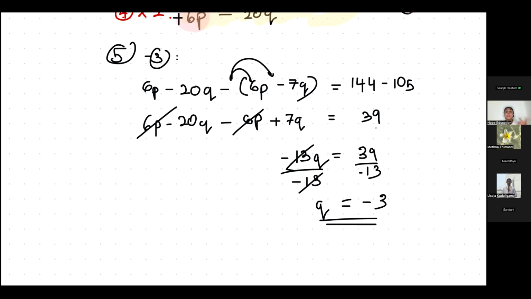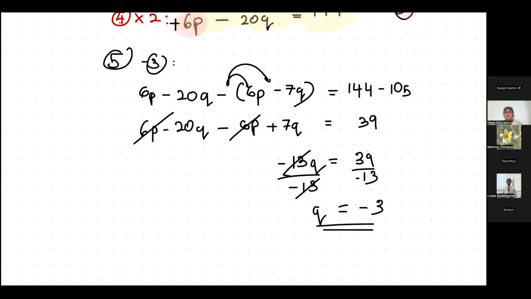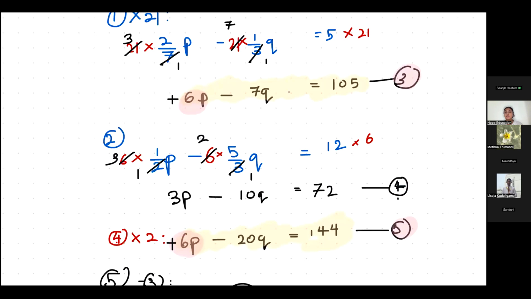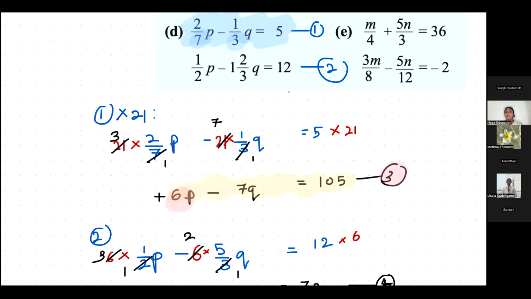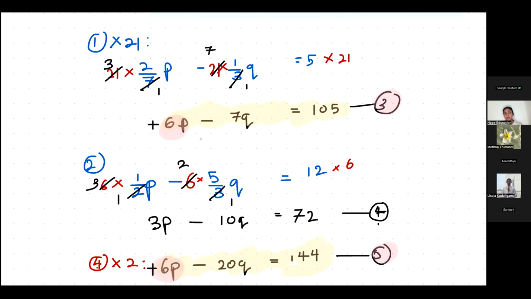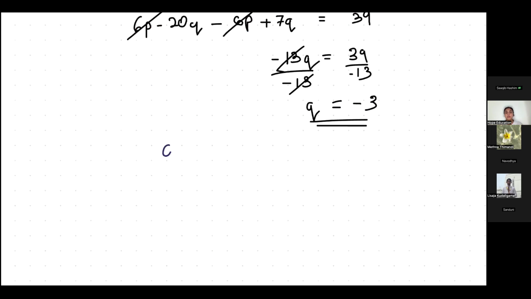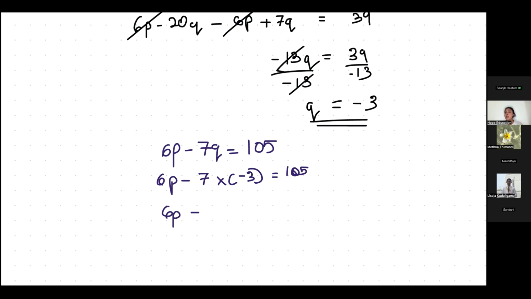Okay. Now to find p. How do you find p? You can choose whatever equation you want. I'm going to choose equation number 3. I substitute the value of q, and I'm going to get p, right? 6p minus 7q equals 105. All right. So 6p minus 7, that q is minus 3. So instead of q, I write minus 3, equals 105. The minus times minus is plus. 7 times 3 is 21, equals 105.